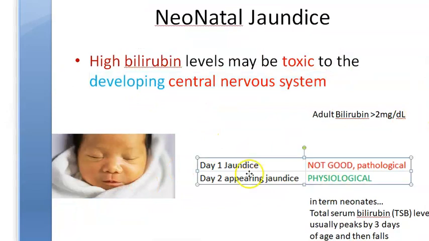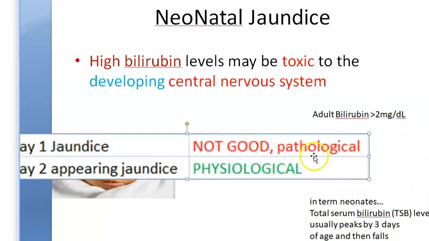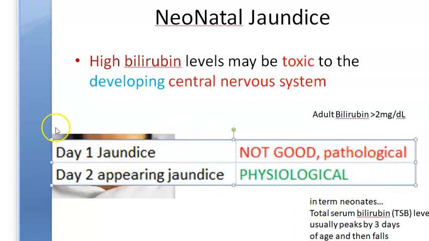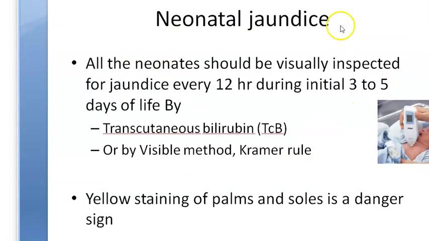Okay. Now, look at this one here. Quick points we are telling you here. If the baby has jaundice on day one, as the day it is born, within 24 hours, it's not good. It could be pathological. But if the baby looks fine and day two onwards, it looks a little jaundiced, this could be physiological. Okay, this is just a very rough rule. Okay, we will come to the finer details.